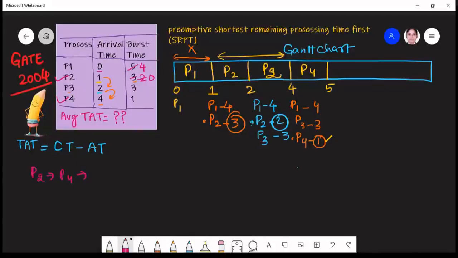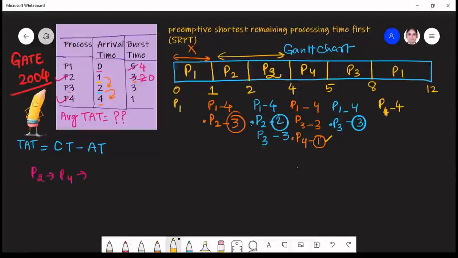After this, at the 5th millisecond, we are just left with two processes, P1 and P3. The remaining time of P1 is 4 and P3 is 3, out of which P3 is minimum. So P3 will take the CPU next. P3 will be in the CPU for the next 3 milliseconds. 5 plus 3, that is 8. And after that, we are just left with only P1, and the burst time for this is 4. So P1 is going to continue for the next 4 milliseconds. 8 plus 4 is 12. So this is the Gantt chart for the SRPT algorithm.